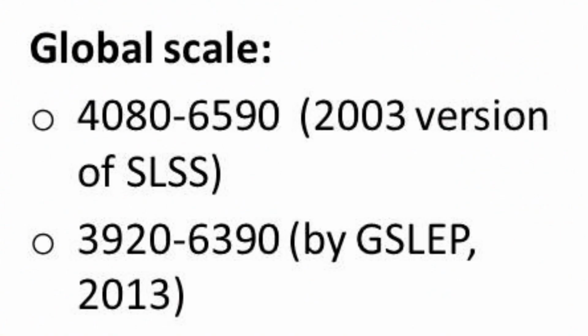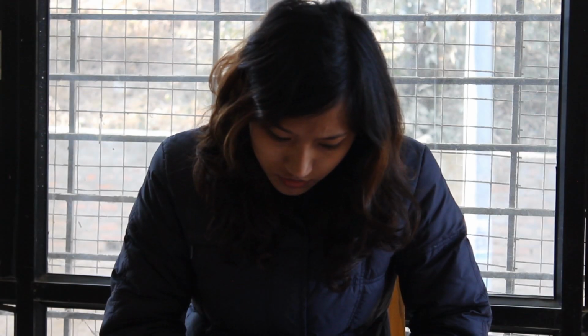Talking about population, in the 2003 version of the snow leopard survival strategy, the global population of the snow leopard was estimated at 4,080 to 6,590. According to the Global Snow Leopard and Ecosystem Protection Program 2013, the global population of snow leopard is between 3,920 to 6,390, while Jackson et al. 2010 suggested it lies between 4,500 to 7,500.